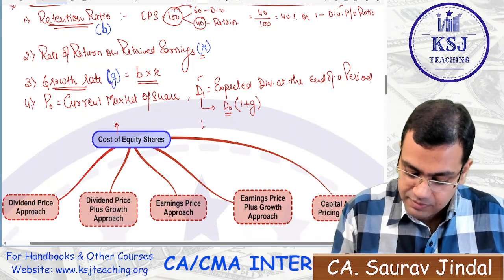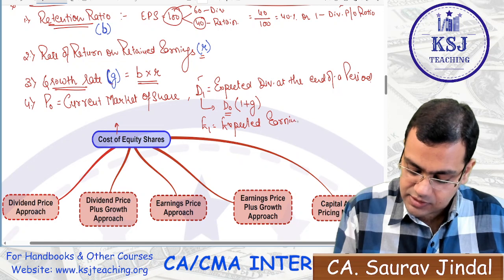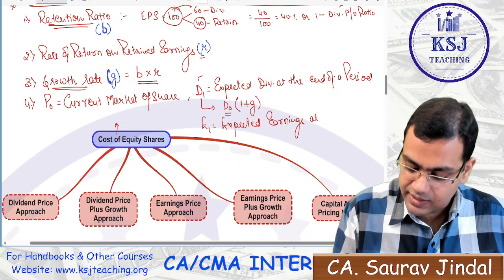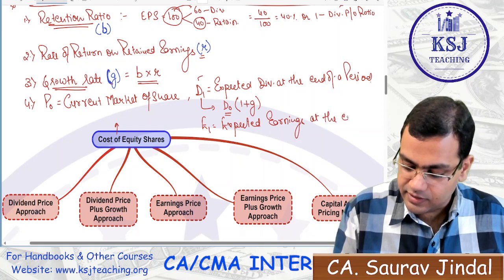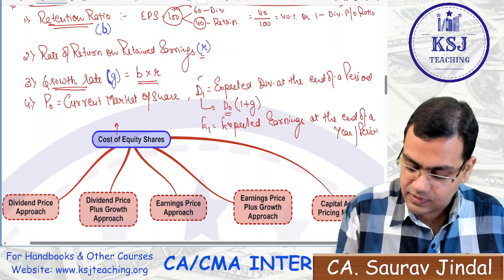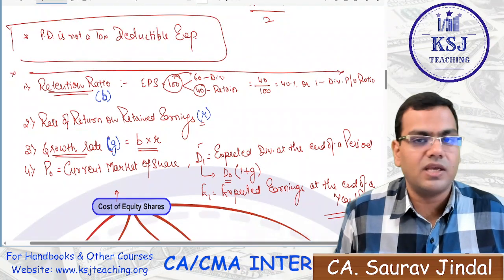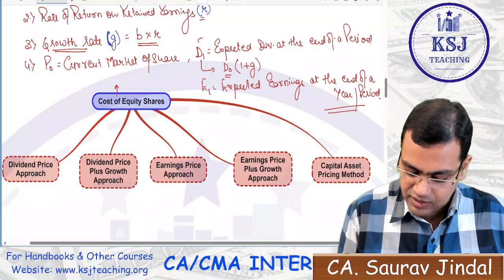Then there will be a term that is E1. E1 is the expected earnings at the end of a particular year, or a period, whatever you may write it, right? So these are the various terminologies which are used in calculating the cost of equity shares.